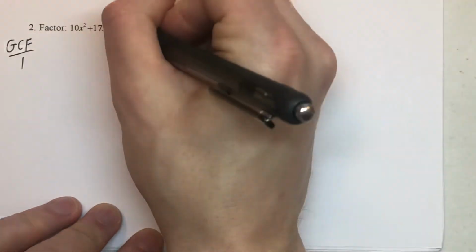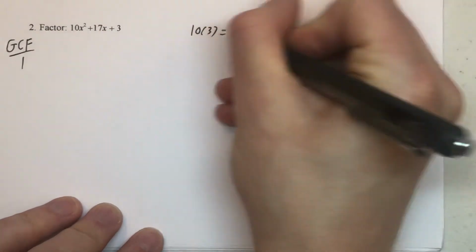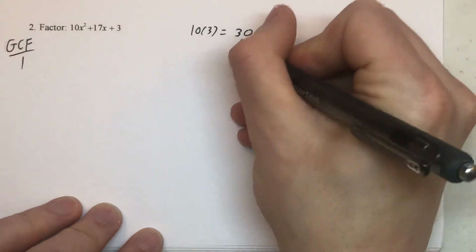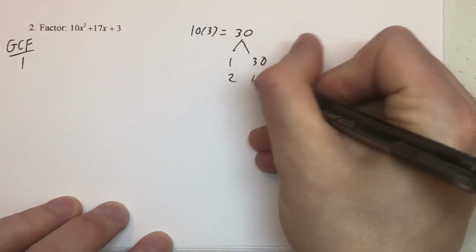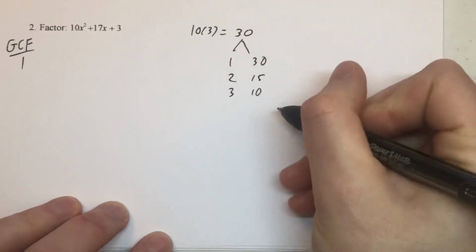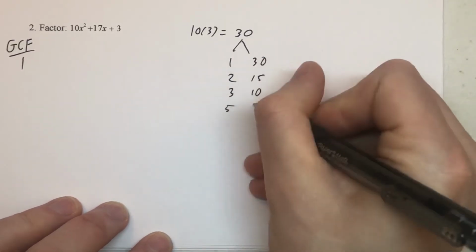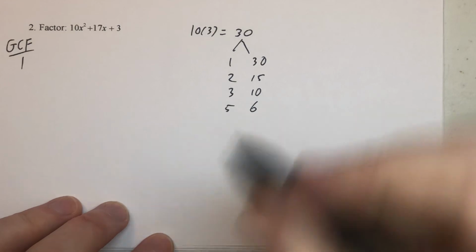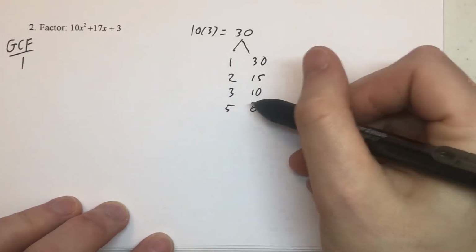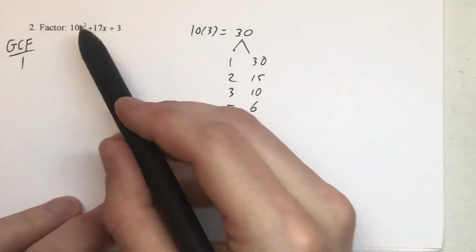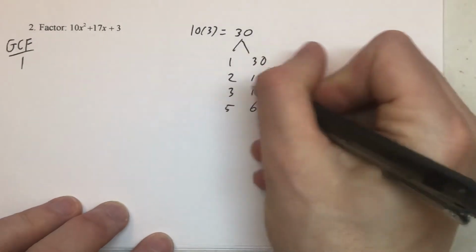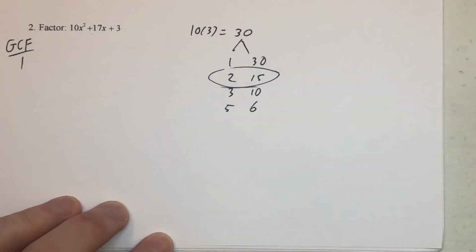we start with the a times c, the 10 times 3, giving me 30. So I need factors of 30. 1 and 30, 2 and 15, 3 and 10, 4 and nothing, and 5 and 6, and we're done. Of those factors, or those pairs, we're looking for the pair that multiply to a positive 30 and add to a positive 17, which would be a positive 2 and 15.